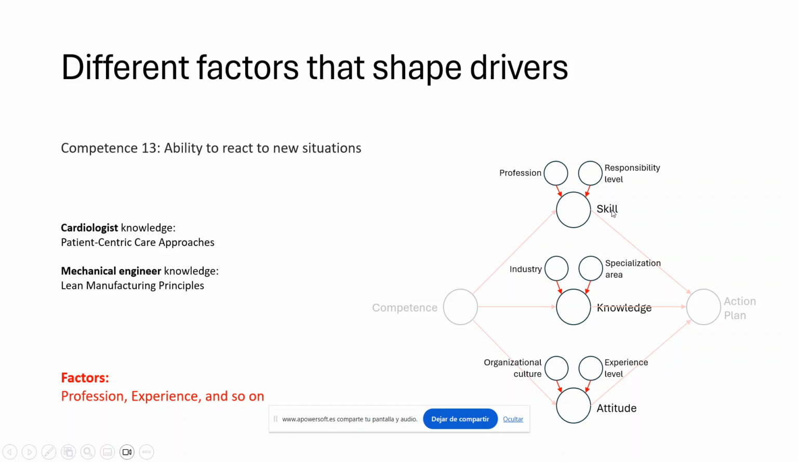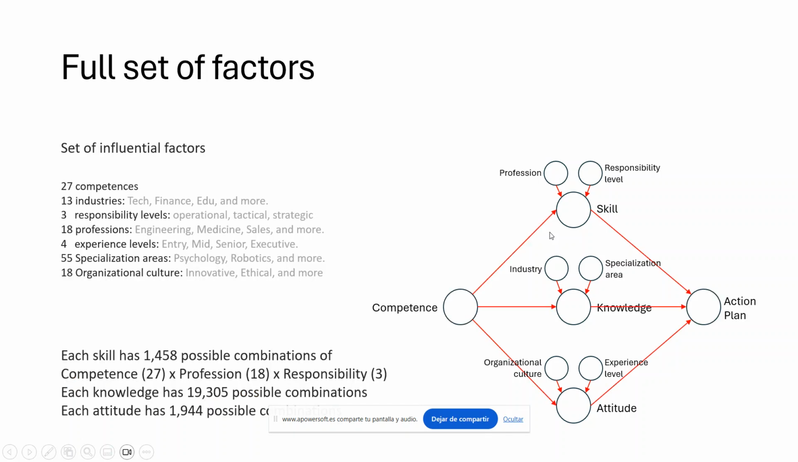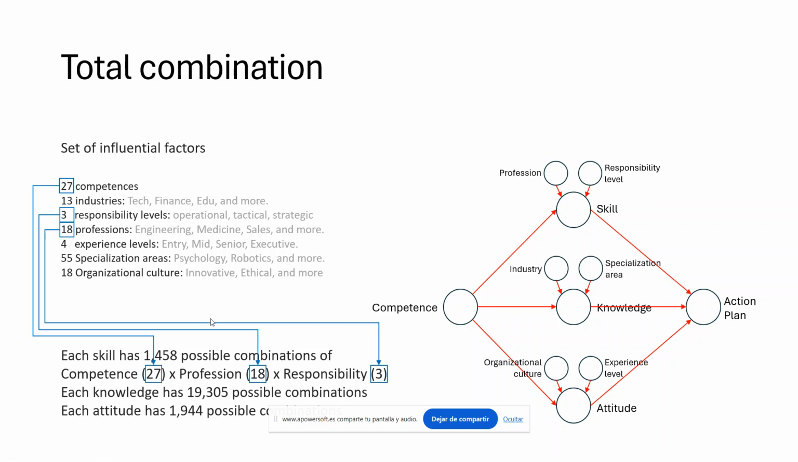But skills are also influenced by some factors, because the skill of a cardiologist is different from that of a mechanical engineer. So there are factors such as profession, responsibility level, and so on. In these factors, I can find 13 different industries, three different responsibility levels, and more. So each skill, which is a combination of a competence, a profession, and a responsibility level, you can have up to 1,458 possible combinations that are related to these influential factors.